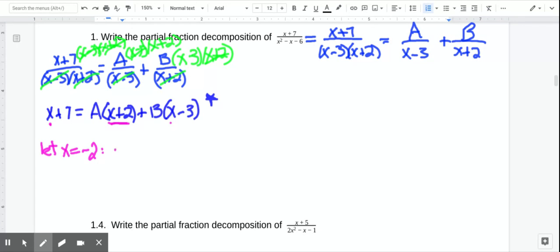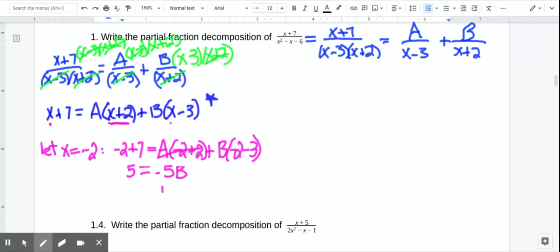Okay, so I get -2 + 7 = A(-2 + 2) + B(-2 - 3). All right, and now -2 + 7 is 5. Now, this term, that was 0, okay? So it's just going to go away, and then I get -5B. So I have just found that B is -1, okay? Which is great. So now I know what B is.